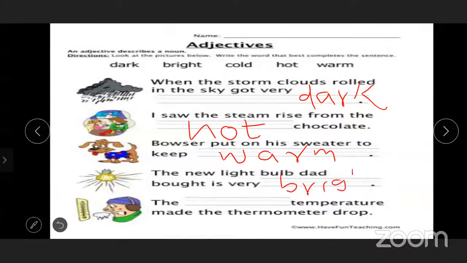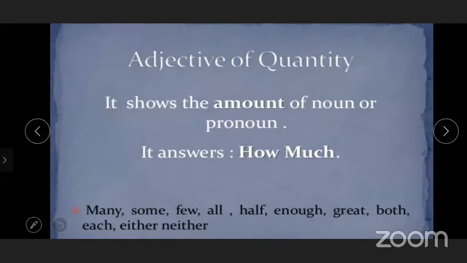The dash temperature made the thermometer drop. The cold. Very good. The cold temperature made the thermometer drop. So these, dark, bright, cold, hot, warm, are examples of adjectives of quality. Yes. Now we move to the adjective of quantity.